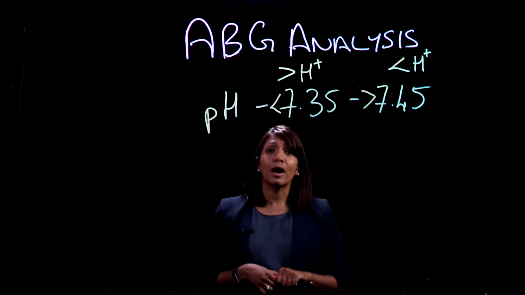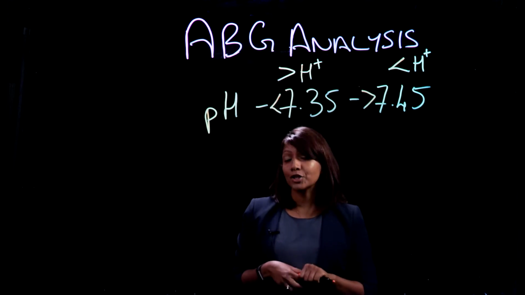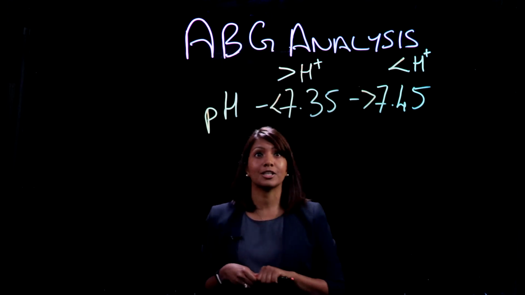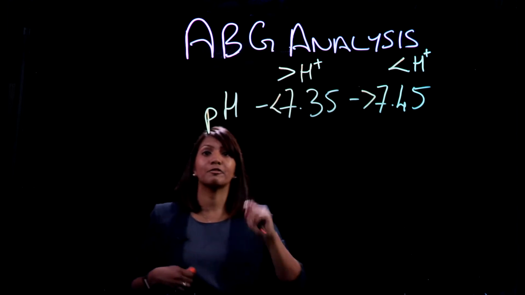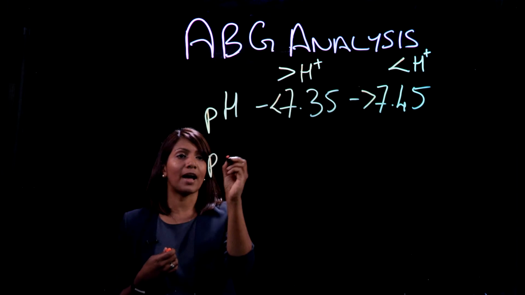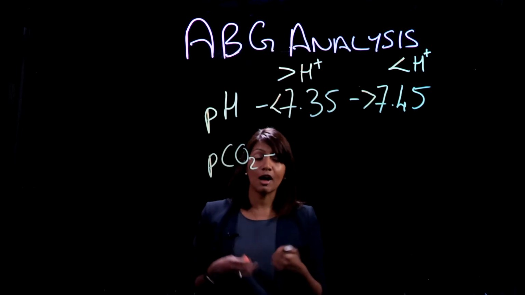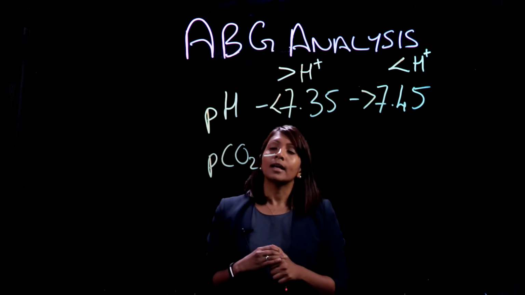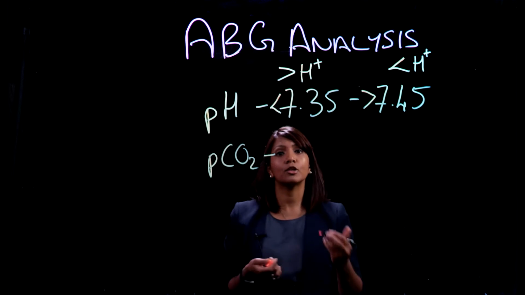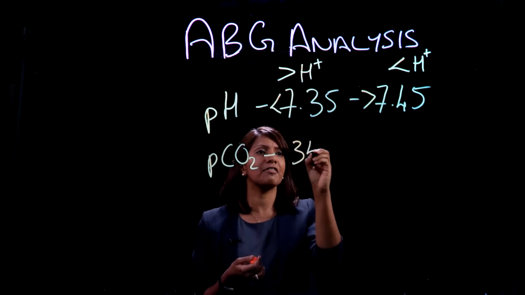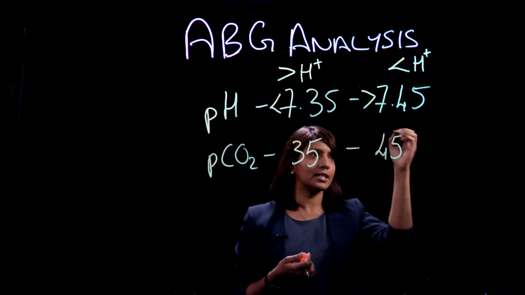So now we're going to think about what is actually causing our blood to be acidic or alkaline. And there are some factors that play into this, and some factors actually make the pH go one way or the other. And the first one of those factors is PCO2. And that's the level of carbon dioxide in our arterial blood. So what is the normal value of carbon dioxide? It's 35 mmHg to 45 mmHg.